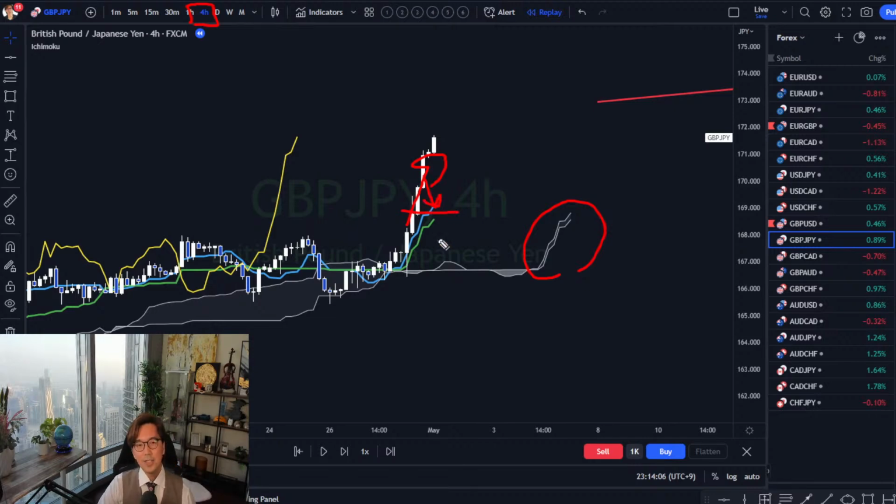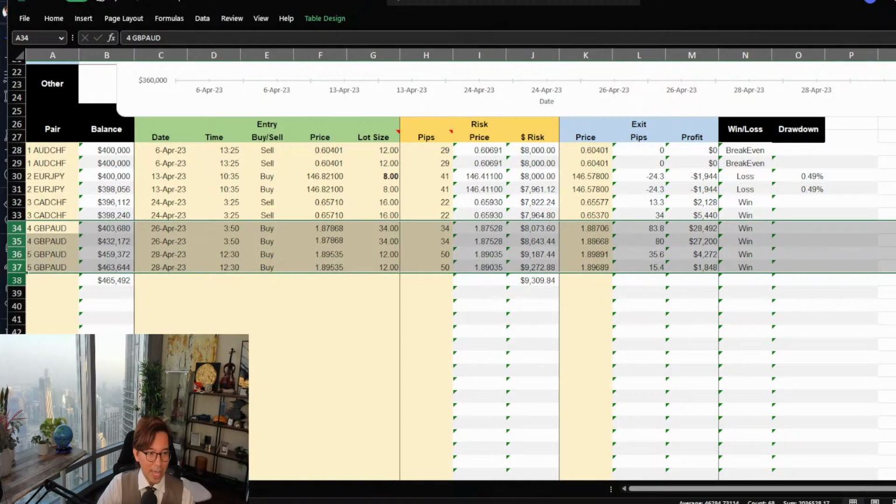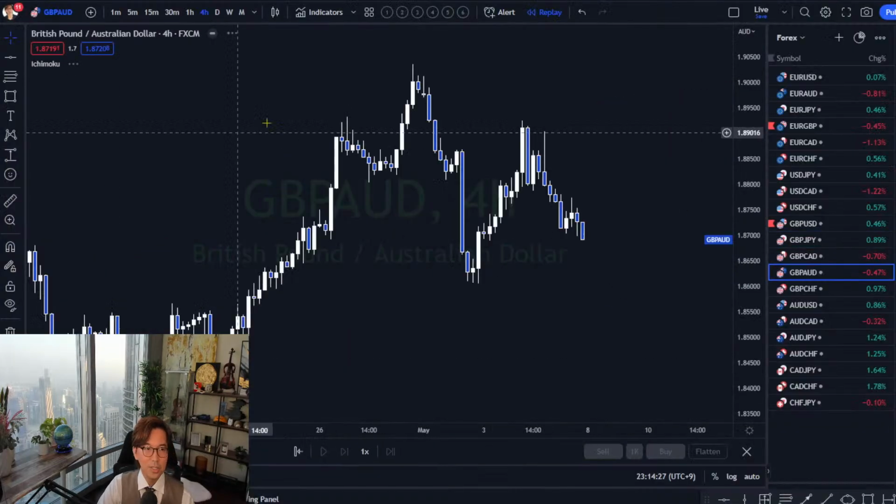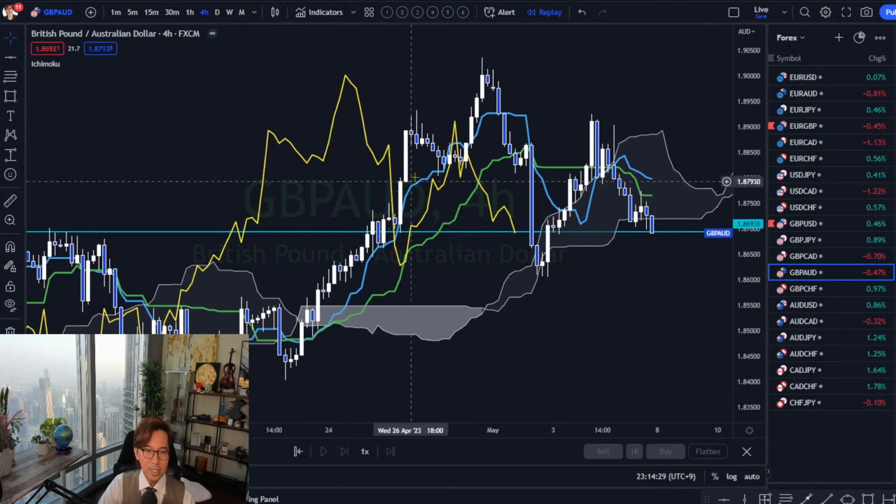Yeah, after the event, we know that the market was bullish until the 1st of May, but when it was happening real time, I didn't feel comfortable taking trades because of the thin Kumo. So instead I took the Pound AUD. Pound AUD looked like this in the 4-hour.